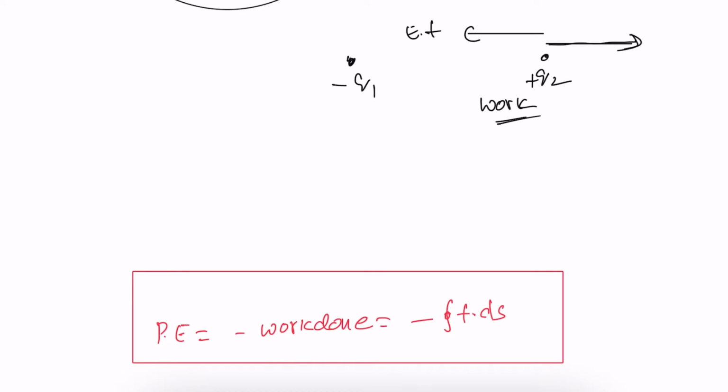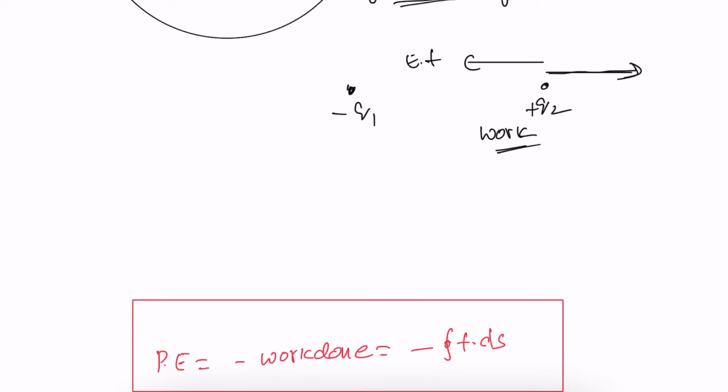So here potential energy is nothing but negative work done, that is minus integration of F dot ds. Initially it is at infinity and finally it is at a distance r. So this is the potential energy formula.